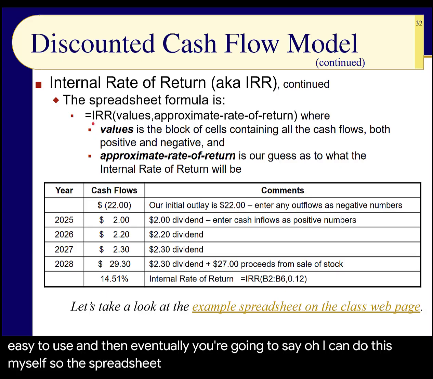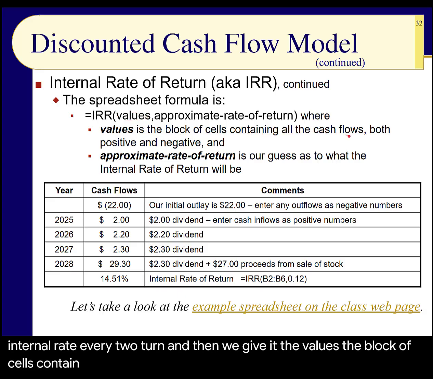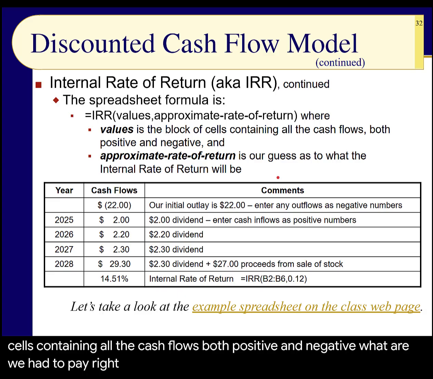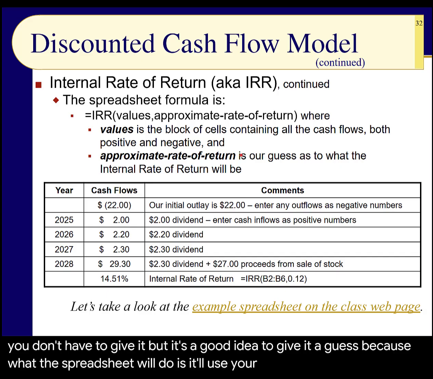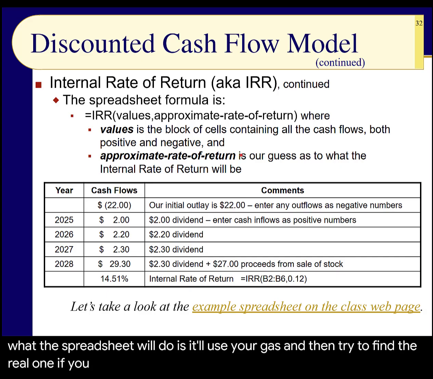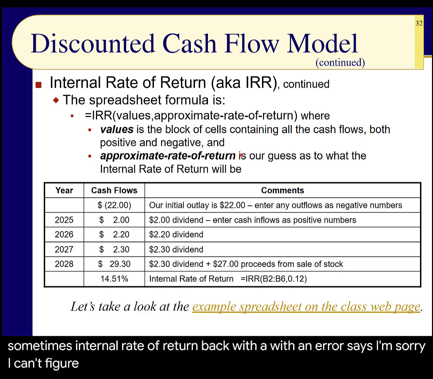So the spreadsheet formula is the equal sign. We have to start with the equal sign. IRR, which is internal rate of return. And then we give it the values, the block of cells containing all the cash flows, both positive and negative. What do we have to pay, right? And as well as what are we going to get. And then you can leave the approximate rate of return blank. You don't have to give it, but it's a good idea to give it a guess, because what the spreadsheet will do is it'll use your guess and then try to find the real one. If you just leave it 0, it'll say, okay, I got to do it on my own. And sometimes the internal rate of return comes back with an error. It says, I'm sorry, I can't figure this out. So that's why it's a good idea to give it an approximate rate of return.